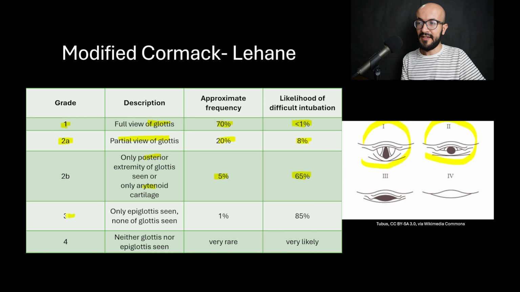Now in grade 3, only the epiglottis can be seen, and none of the glottis can be seen, and that is in 1% of patients, and the likelihood of difficult intubation is around 85%. Grade 3 you can see in this picture here. And then in grade 4, neither the glottis nor the epiglottis can be seen, and this is very rare to see in a patient, and the likelihood of difficult intubation is very high, as you can see in this picture here.